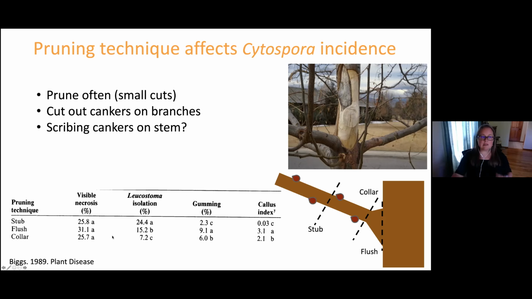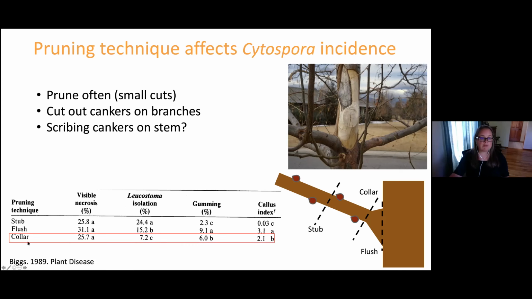And then Biggs in 1989 looked at different pruning techniques. So we basically compared the stub with the collar with the flush. And then after those pruning cuts, looked at how many were naturally infected with Cytospora. So here we have the pruning technique, and then we have visible necrosis, Leucostoma, Cytospora isolation. So remember, this is the sexual state of the fungus. How many produced gumming, and then how much had callus tissue.